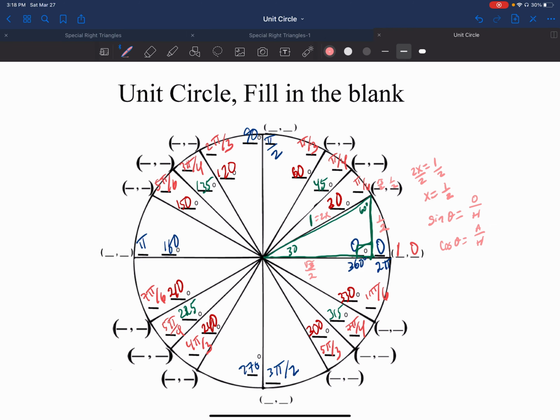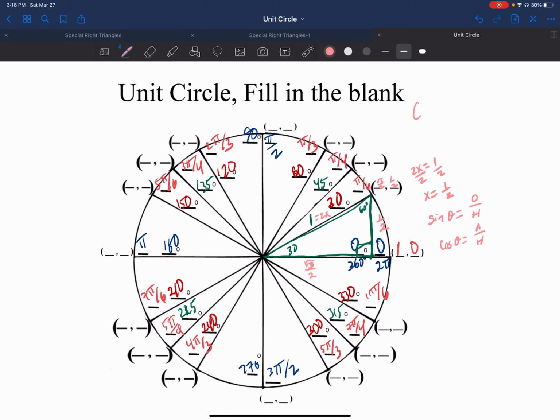So now I'm going to make a note that I can use the unit circle to figure out sine and cosine based on the ordered pairs that are given to me right here. So I am going to make a note that my cosine will come from my x value and my sine will come from my y value. So you can repeat the steps for all of them.